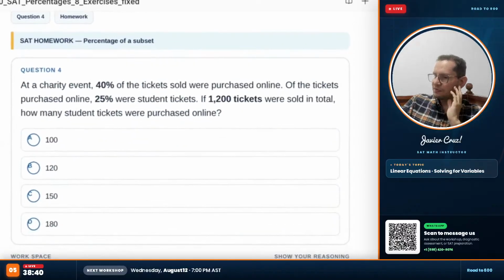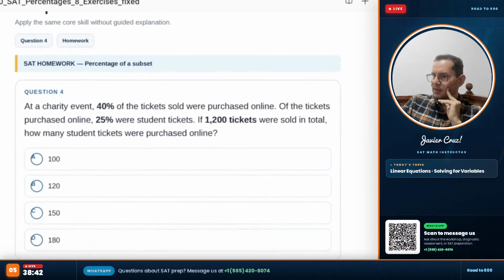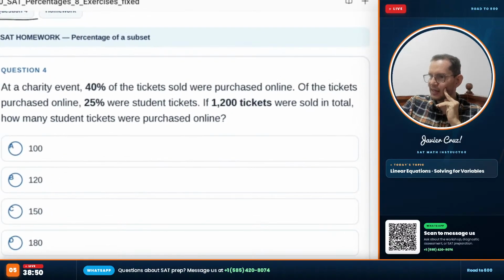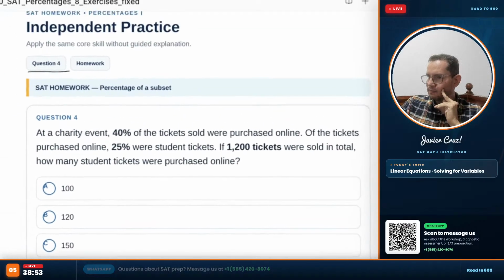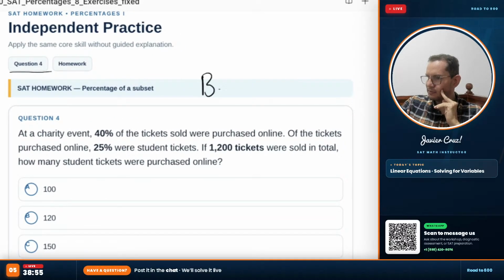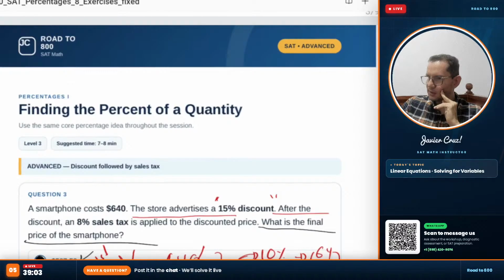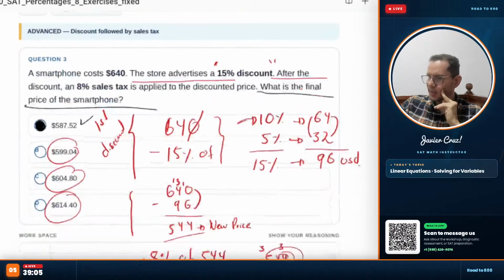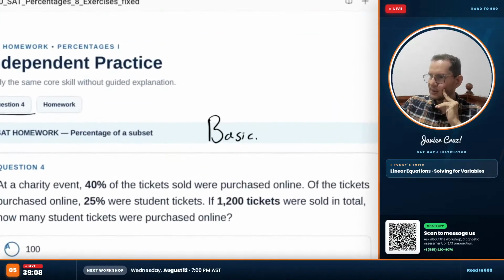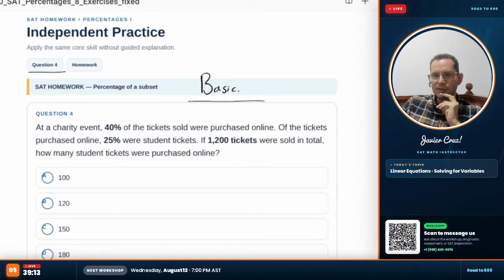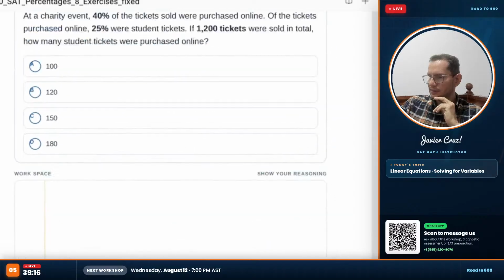I have three more problems here to do in homework. That's section four, question four, the basic problem. Wait, let me see. Independent practice. Oh yeah, finding the percent of a quantity. Right, that's independent practice. So that's the basic problem for independent practice, doing homework. So take a pick or something like that.